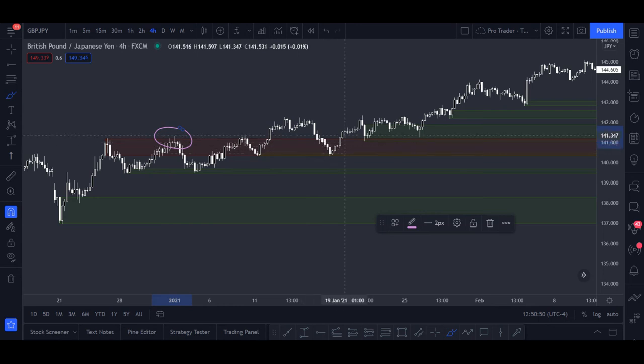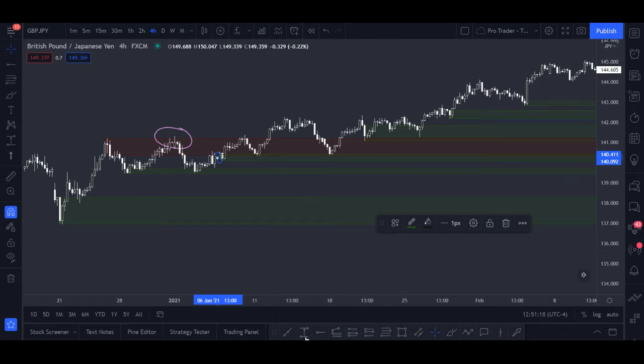And then it comes down to what? It comes down to respect, I drew this in wrong, but it came down to respect this demand zone. It should have been drawn in right here. It respected this demand zone and it shot up. So that supply was removed. So that's our confirmation that we are in fact on an uptrend.